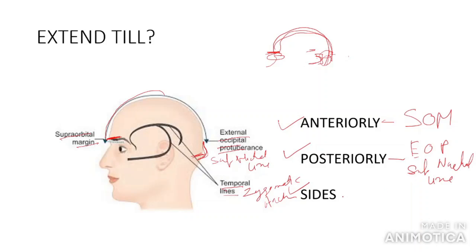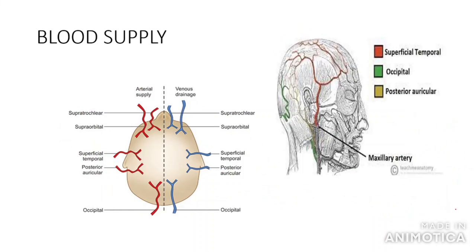Yes, and on the sides you have temporal lines, and you also have zygomatic arch. Okay, next topic. So our next heading is blood supply. So blood supply is one of the most important topics.